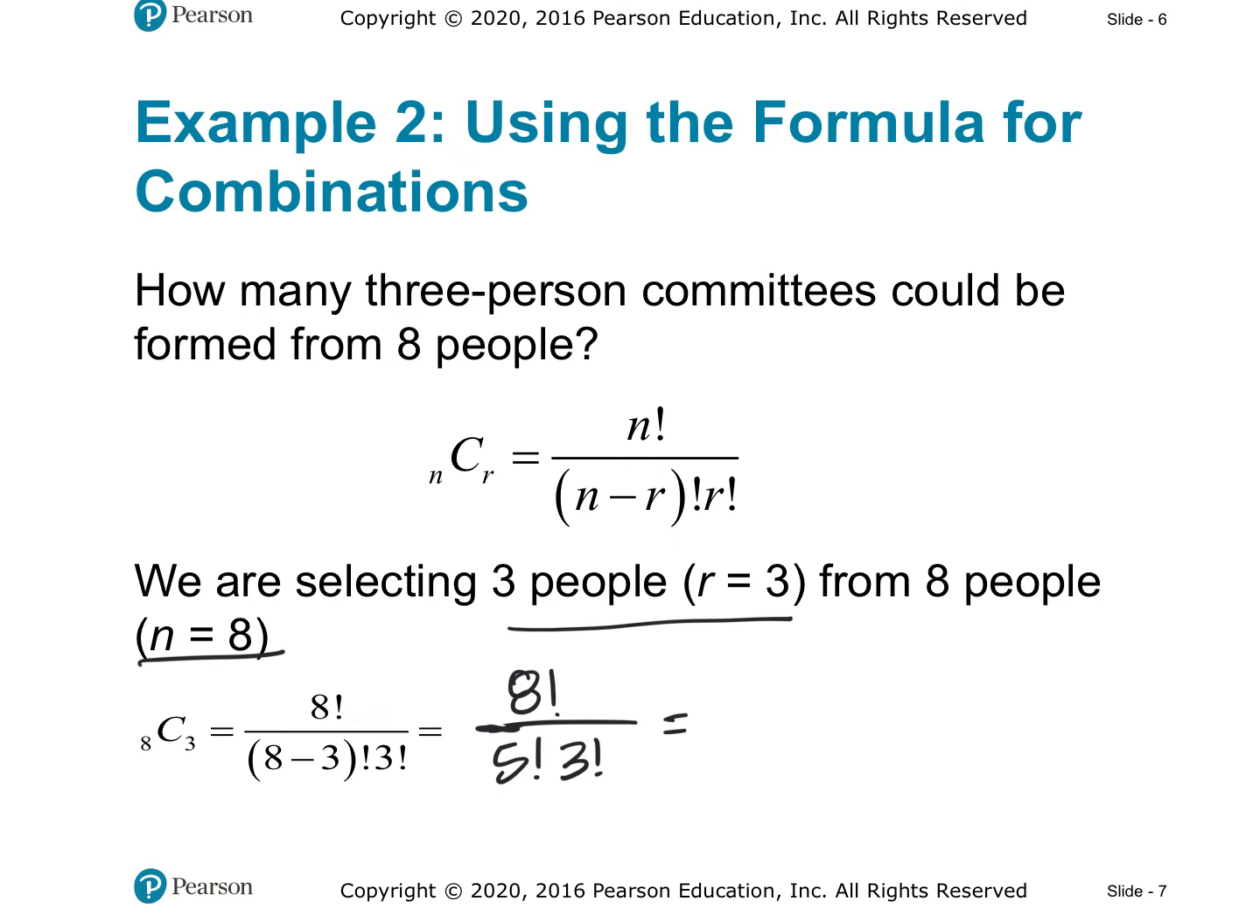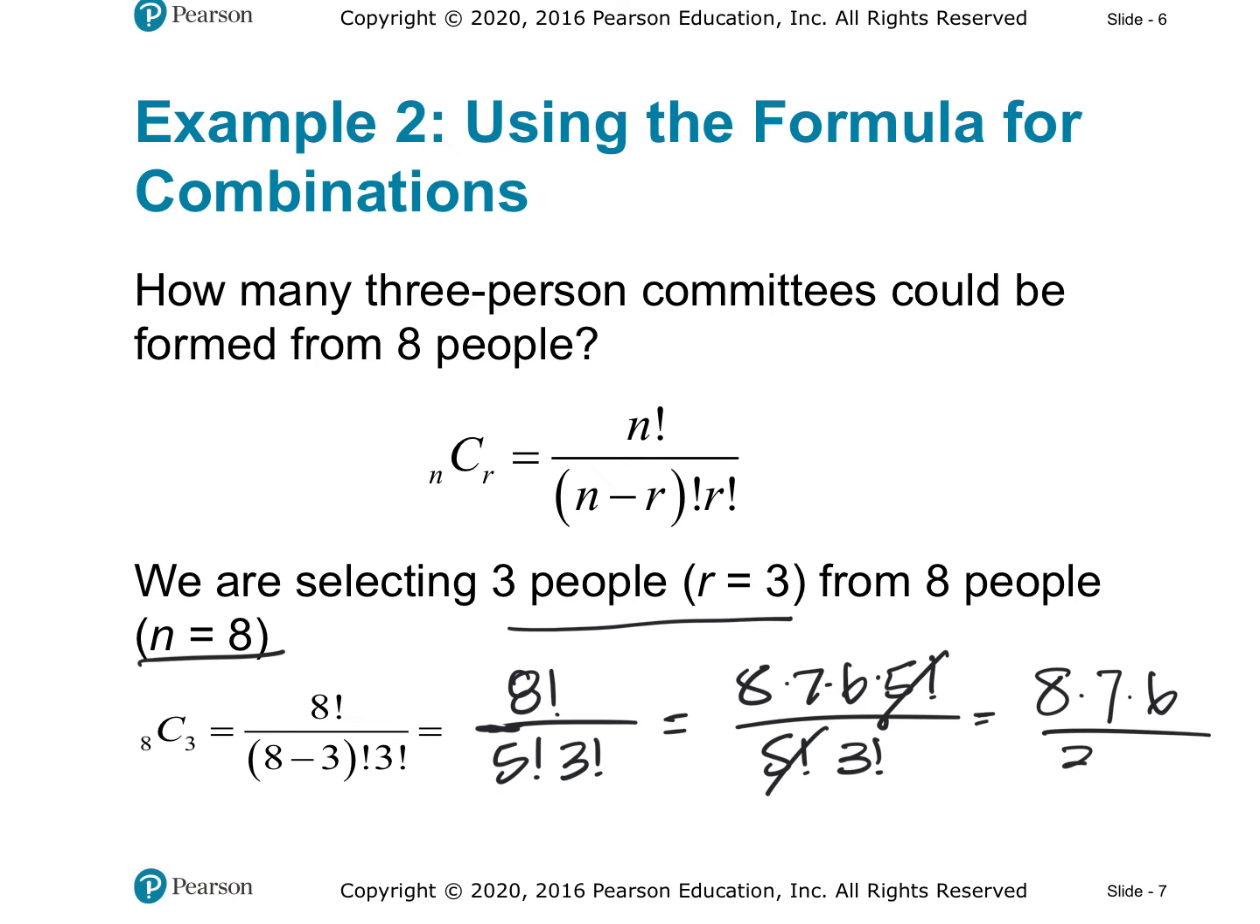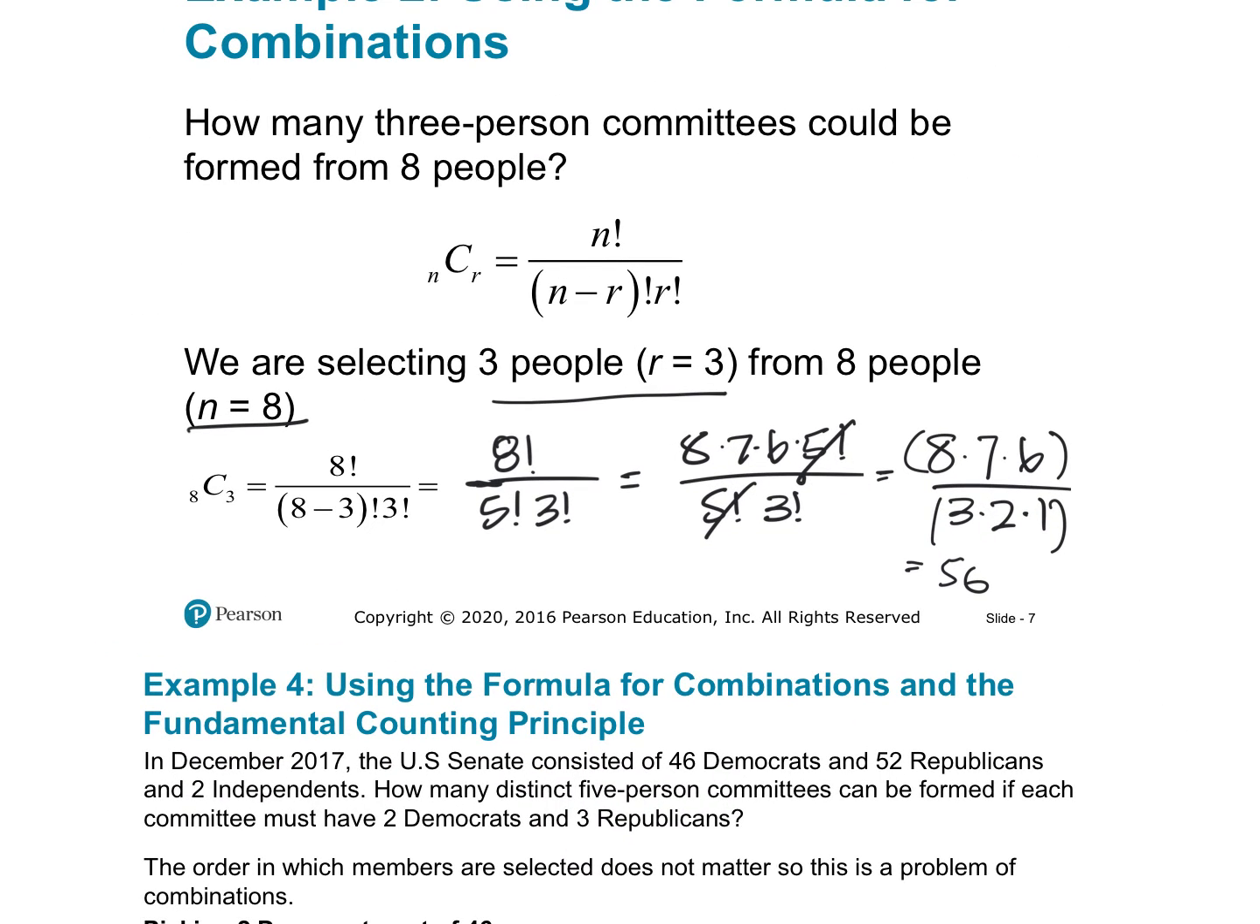Remember, we can write this out. So we have 8 times 7 times 6 times 5 factorial, because we want to match the number on the bottom, so we can cancel out that 5 factorial. You have 8 times 7 times 6 divided by 3 times 2 times 1. Put this in parentheses in your calculator, and you would get 56. So that's how many different committees you could have.